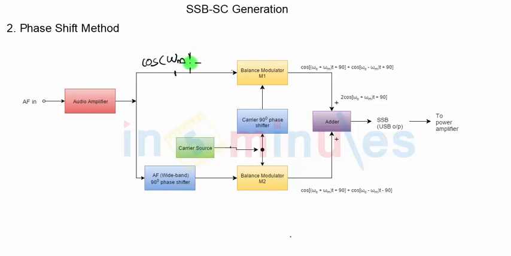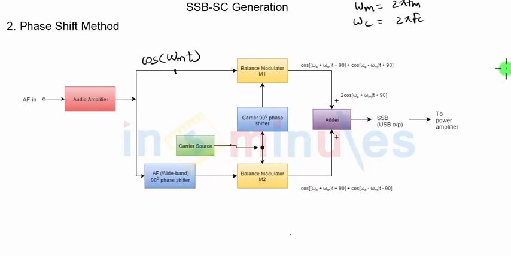Now, just to simplify the expressions, we will replace 2 pi FM with omega m, and 2 pi FC, where FC is the carrier frequency in hertz, we will replace with omega c. Omega is the frequency in radians per second. So to the first balance modulator, the input is cos omega mt. Now the same cos omega mt, when it goes through the 90-degree phase shifter, the output will be sine omega mt.